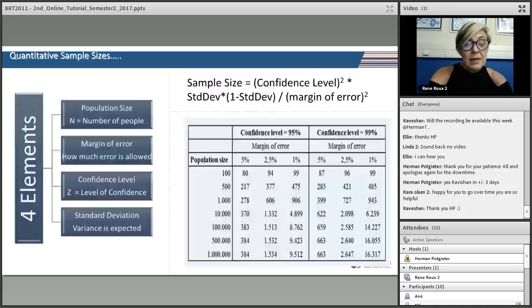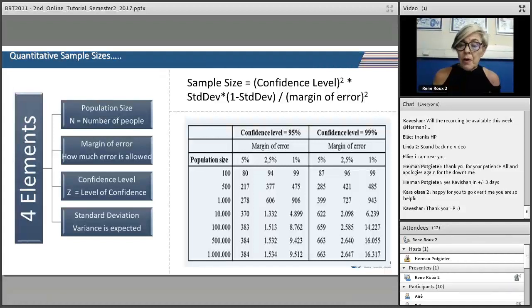And then the statistical precision. How important is that? Now, if you look at that, there are 4 elements for sample sizing. It is, how big is the actual population, if you know that. So if we talk about 18-year-olds in South Africa, we can probably look at our census data and say there are 2 million 18-year-olds in South Africa. We know the population size. Then, margin of error.